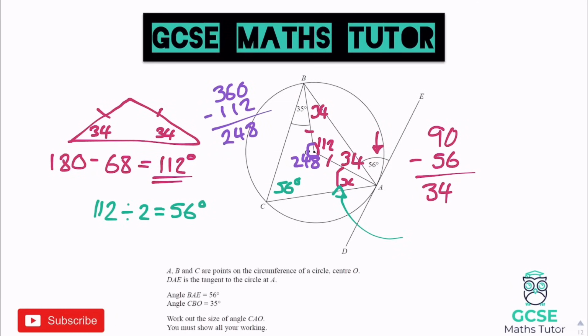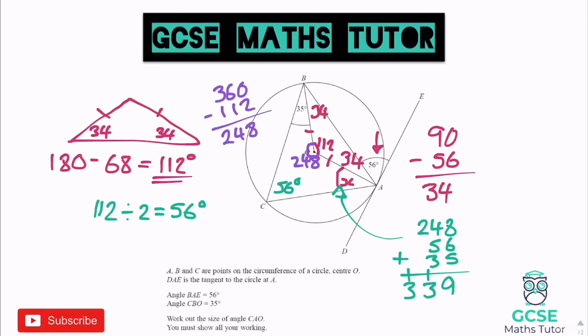We can just add those all together, so 248 plus 56 plus 35. Add those all up and we'll see what's missing up to 360. So if we add those all up, what do we get? 14, 19, carry the 1, 4, 9, 10, 11, 12, 13, and 3, so 339 degrees at the moment.